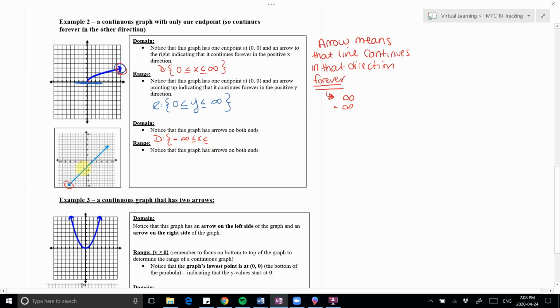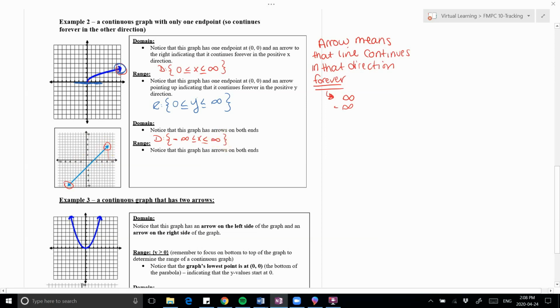And then what about my highest point? Well, if I keep going to the left, we have another arrow. So it's also going to continue forever in the positive direction. So how do I show that number? Once again with infinity.